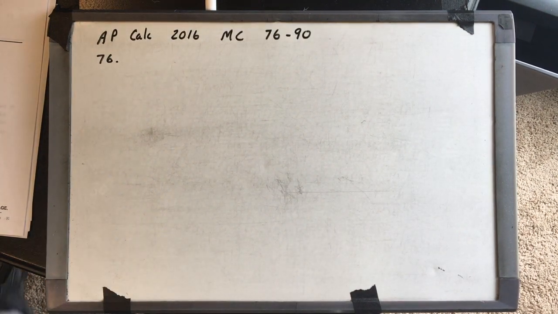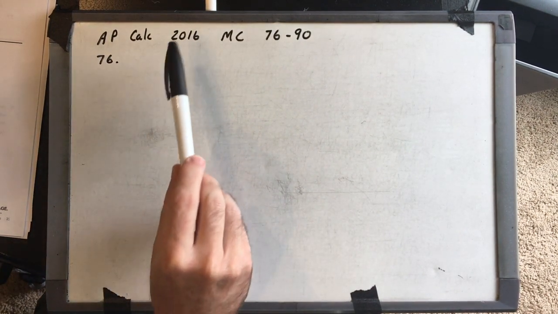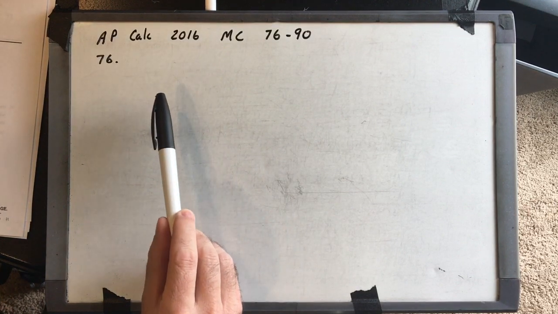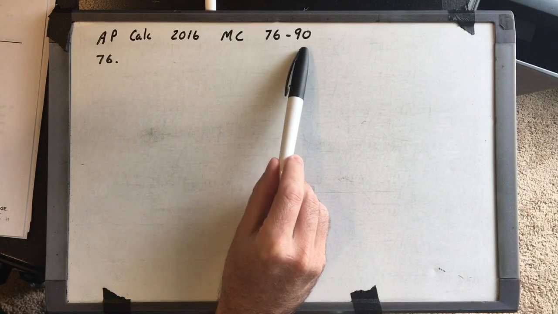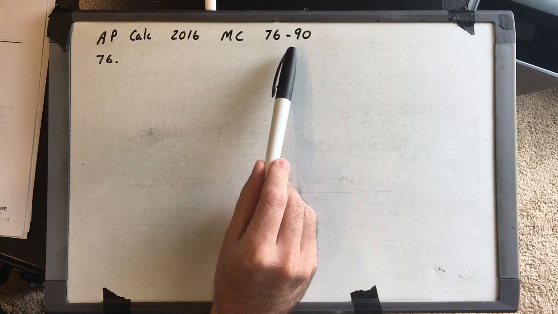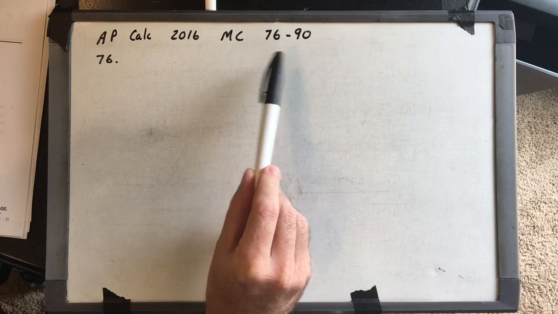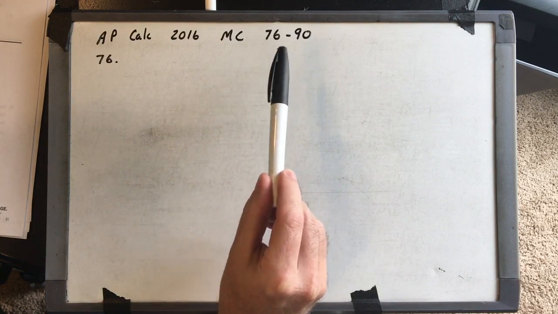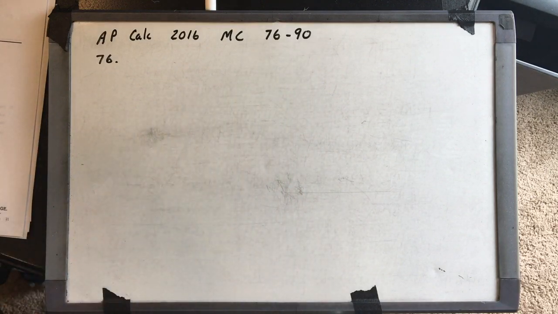Okay, this video covers the official AP Calculus 2016 practice exam. We're going to work multiple choice 76 through 90, and some of these will not be covered on the 2020 test, and I'll tell you why when we get to those.